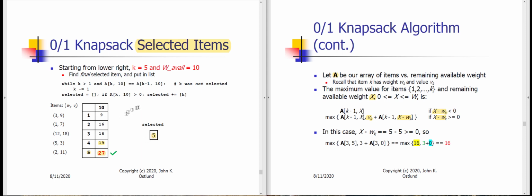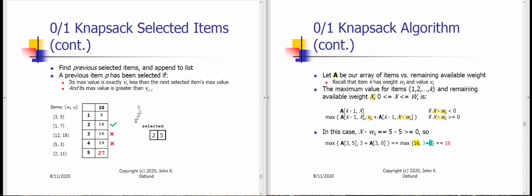Now, moving on from there, we want to find the previous item. How shall I say this? The next most previous. I'm not sure that's even English, but we want to find the previous item that is used based on the fact that we did use item 5.